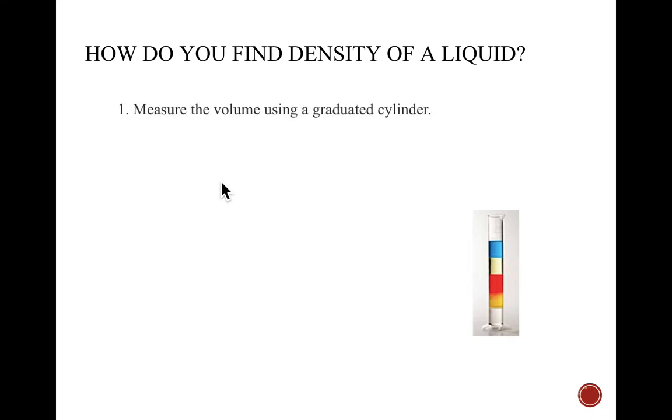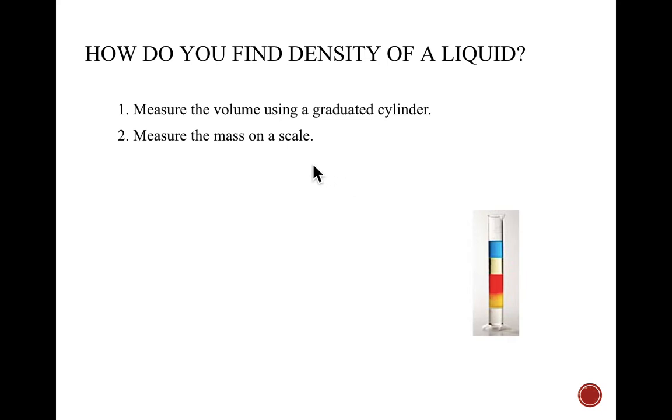So number one, you're going to measure the volume of the liquid using a graduated cylinder. That's what this is. It measures volume. Again, make sure you're doing it to the right number of significant figures. You're recording all the marks and one estimated digit. Number two, you're going to measure the mass on a scale. So you'll measure the mass of the liquid on the scale.